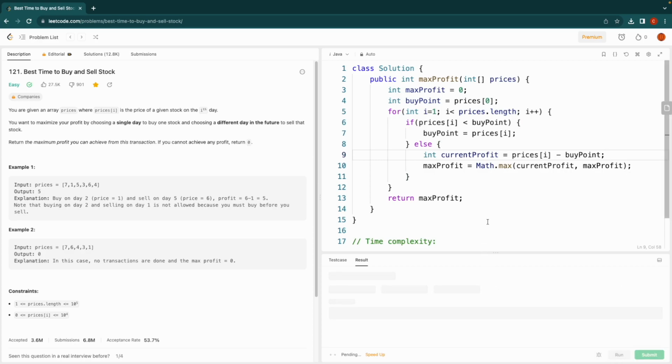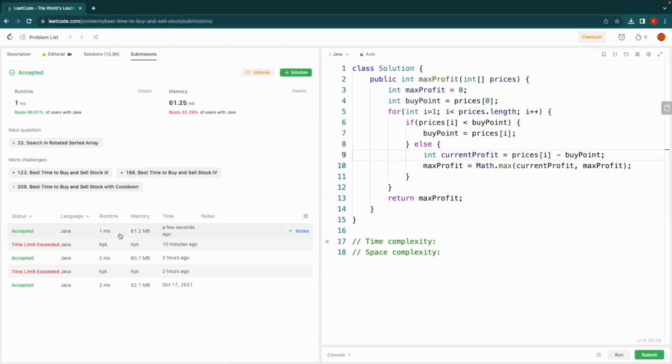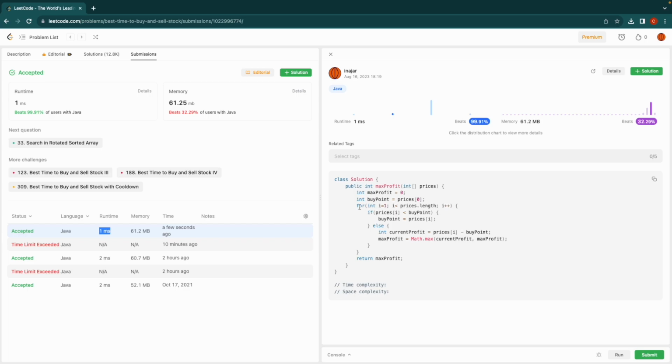Let's run it and see. Okay, the sample test cases pass. Let's see if the submission works now. Yeah, it just took 1 millisecond to complete.